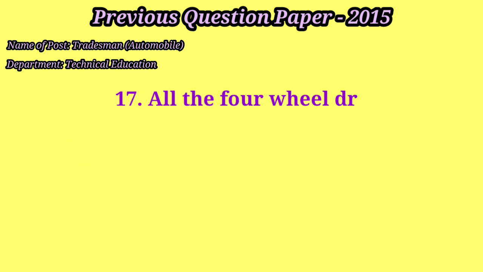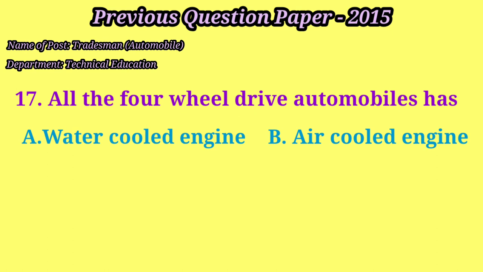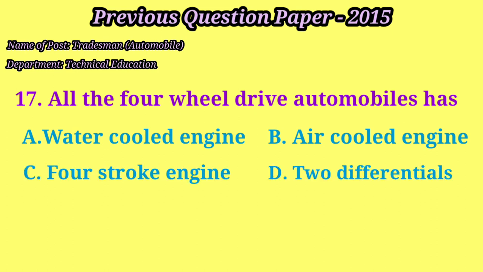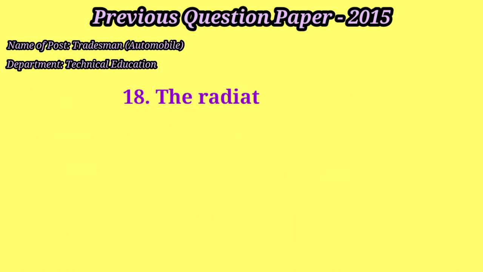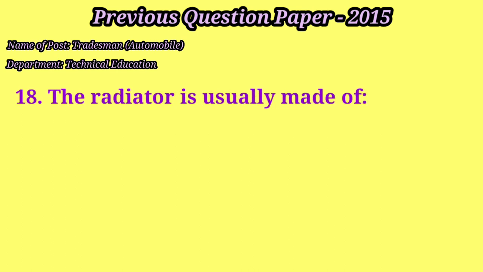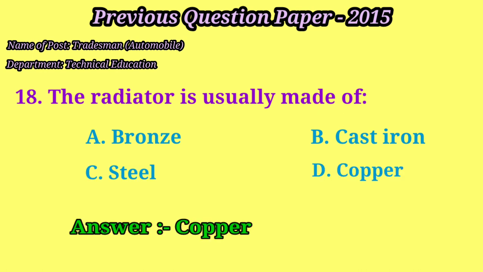17. All the four-wheel drive automobiles have A. Water-cooled engine. B. Air-cooled engine. C. Four-stroke engine. D. Two differentials. Answer: Two differentials. 18. The radiator is usually made of A. Bronze. B. Cast iron. C. Steel. D. Copper. Answer: Copper.